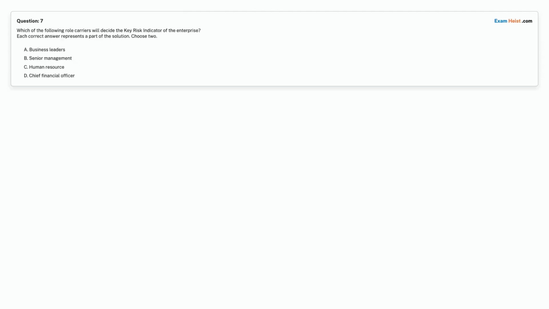Question 7. Which of the following role carriers will decide the key risk indicator of the enterprise? Each correct answer represents a part of the solution. Choose 2. Option A. Business leaders. Option B. Senior management. Option C. Human resource. Option D. Chief Financial Officer. Choose the correct answer.